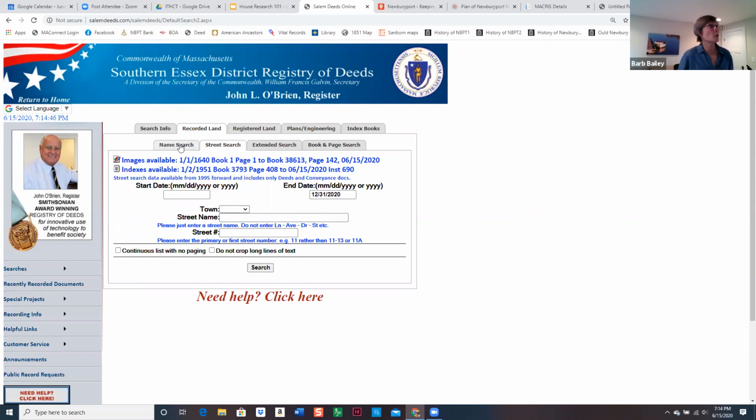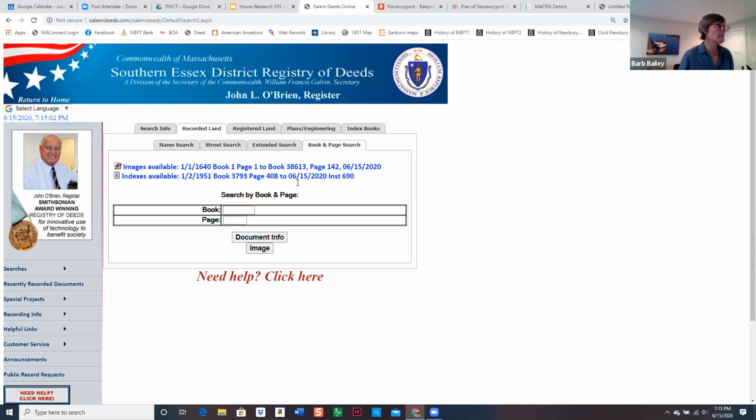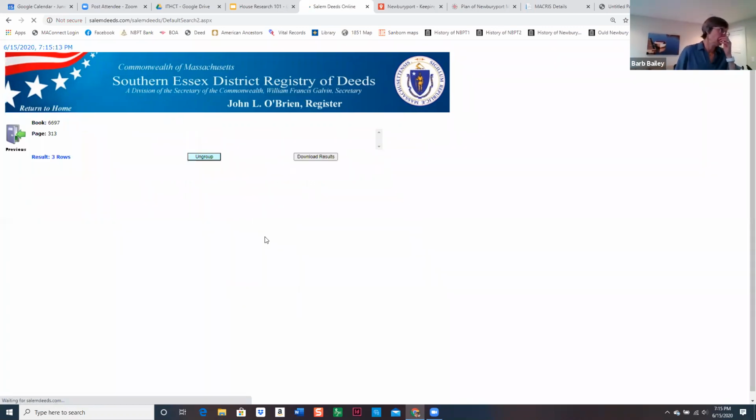You can also search by name. So you could also just type in your last name and your first name, and it will find that information as well. So I'm just going to go over here to the book and page search, and I'm going to type one in, 6697. And this is part of my deed chain, and I just wanted to put it in here to show you an example of what a deed would look like.